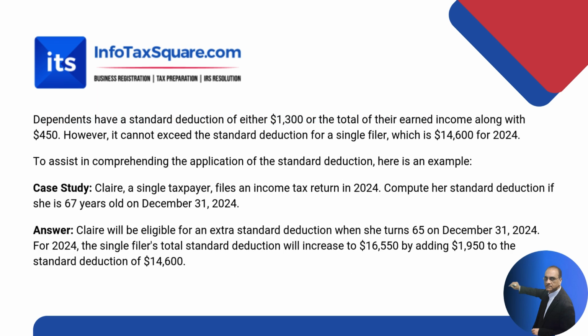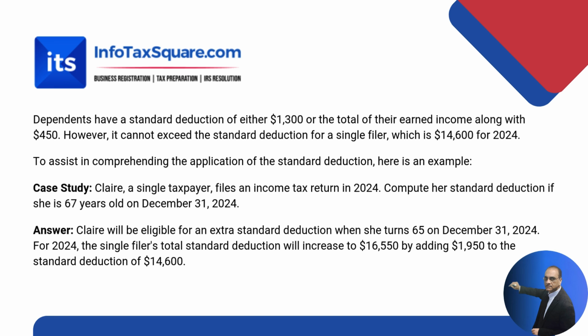Now let's talk about the dependent. If a person is claimed as a dependent on someone's return, how much standard deduction is allowed? Dependents have a standard deduction of either $1,300 or the total of their earned income along with $450. However, it cannot exceed the standard deduction for a single filer, which is $14,600 for 2024. To assist in comprehending the application of the standard deduction, let me explain it with an example.